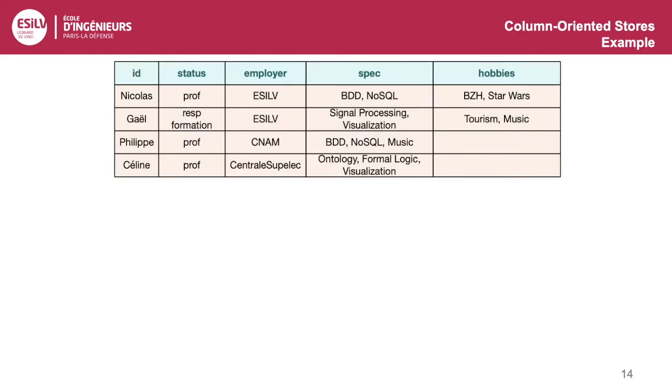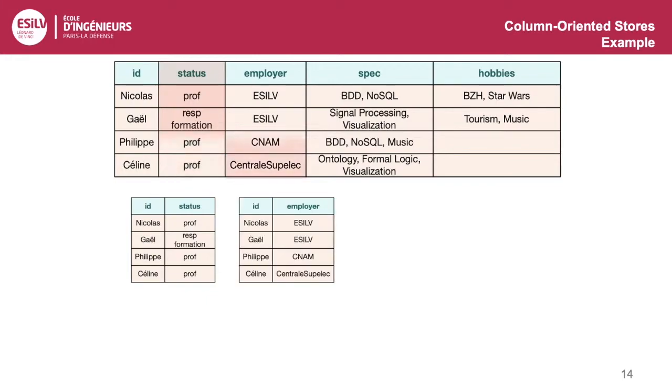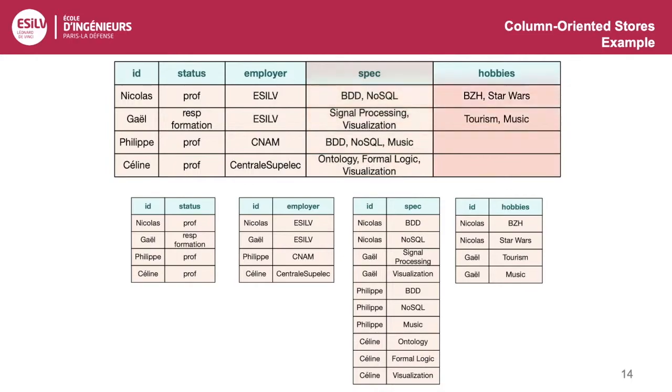Let's have a look at how the different column-oriented stores are built. For every attribute, you can have a corresponding column inside the database. So here you have the employer, the specificities, and hobbies that you can have inside the database. So you have different column families, and of course the identifiers that are repeated for every column in order to recompute the information and to make correlations.